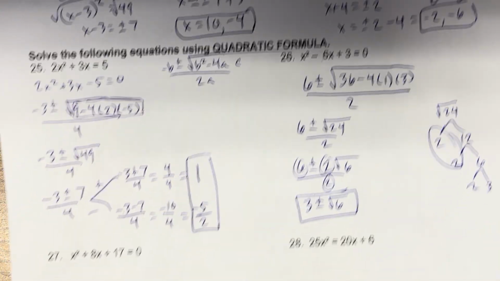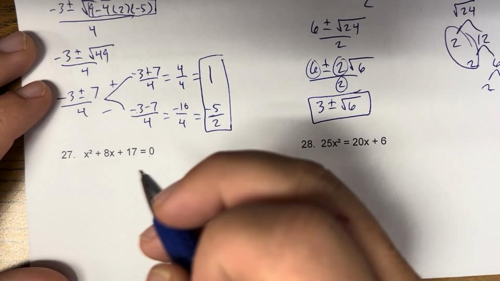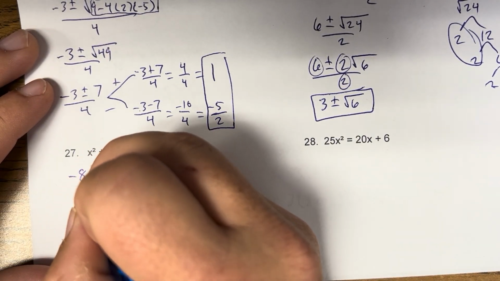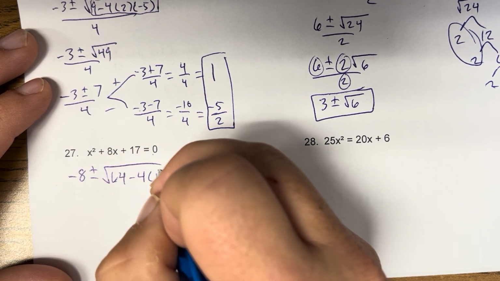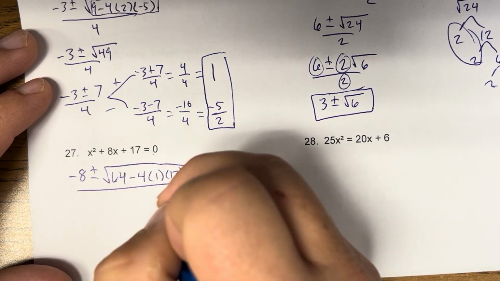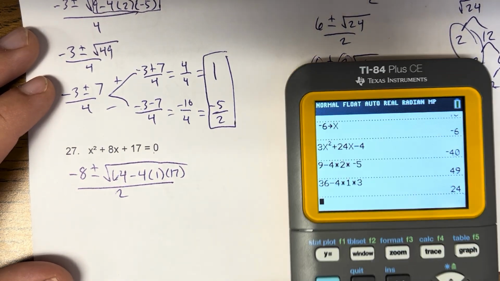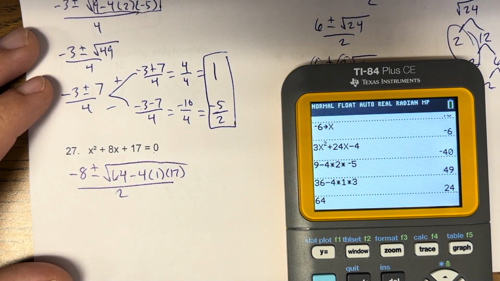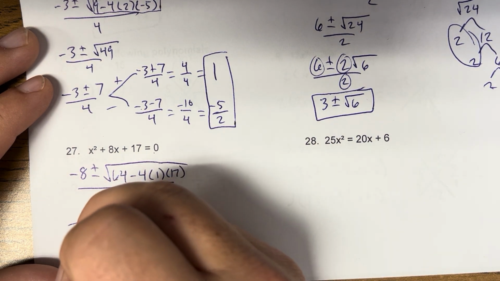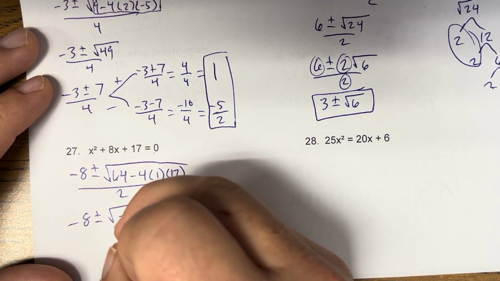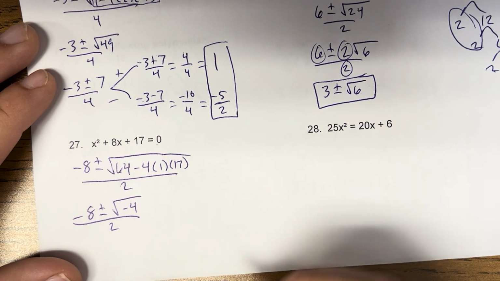All right, last two. Number 27, it's already set equal to 0, which is good. So negative 8 plus or minus the square root of 8 squared is 64, minus 4 times 1 times 17, all over 2 times 1, which is 2. So go in the calculator, 64 minus 4 times 17. So negative 8 plus or minus the square root of negative 4 over 2.